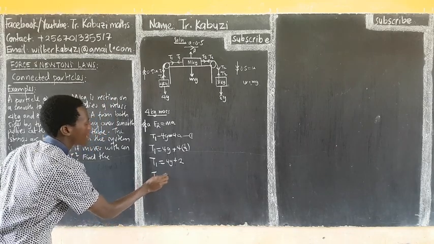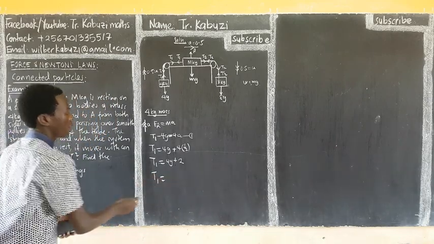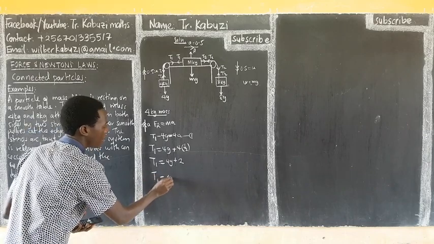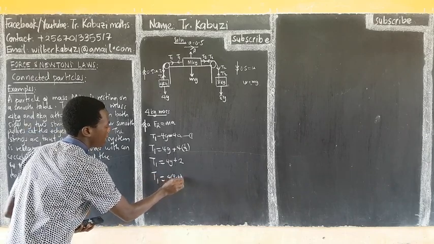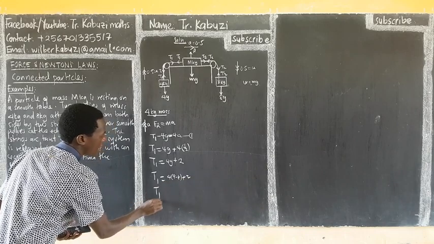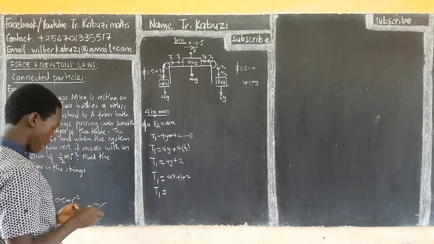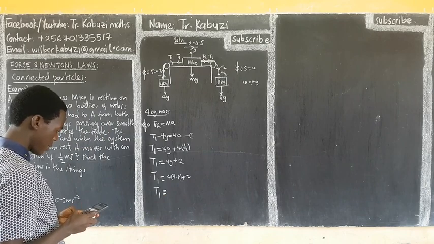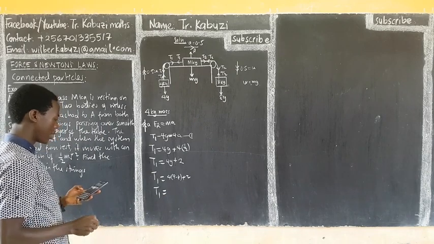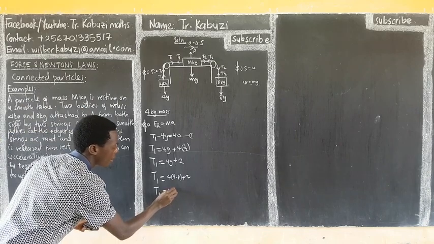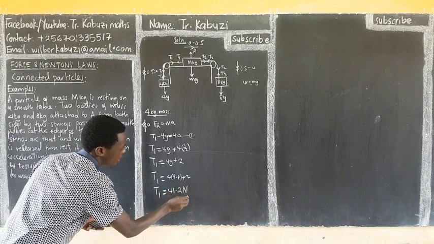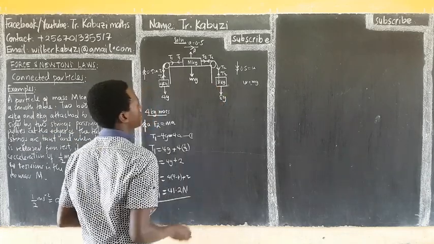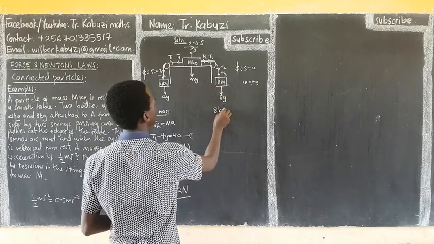So I think we can easily press this on a calculator. T1 is going to be 4 into 9.8, then plus 2. So my T1 here is going to be 41.2. Tension is measured in newtons because it's a force. Now let us start with the 8 kilogram mass.